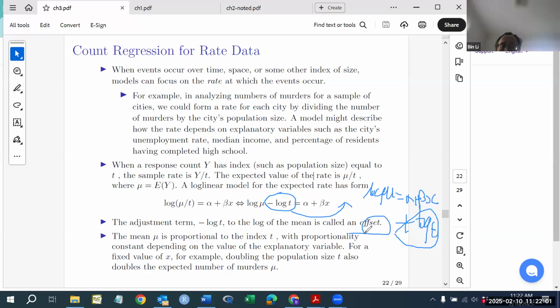So the mu is proportional to the index T, with the proportionality constant depending on the value of the explanatory variable. So that's the rate model.